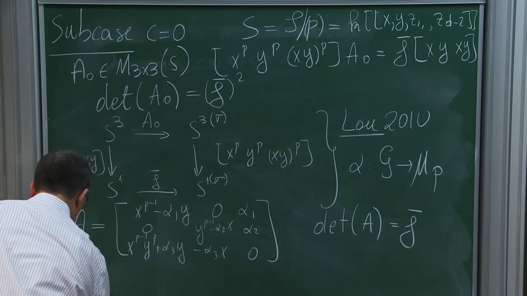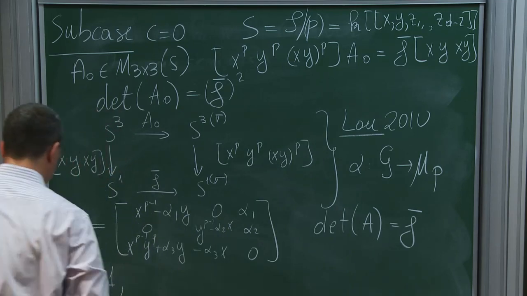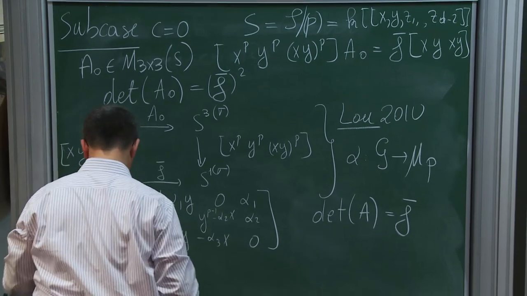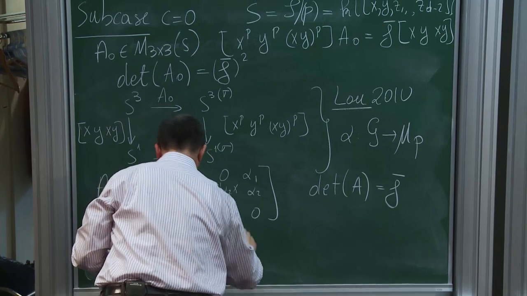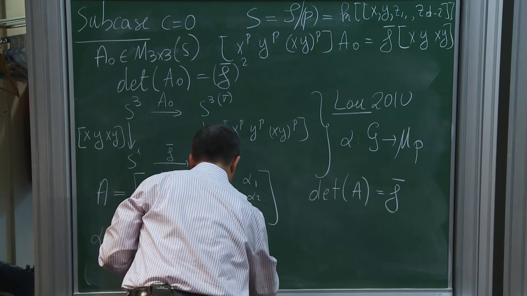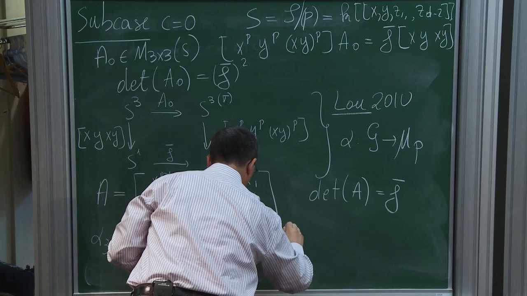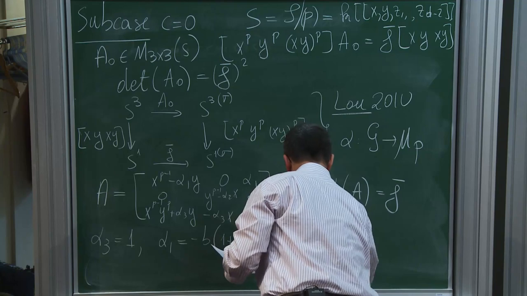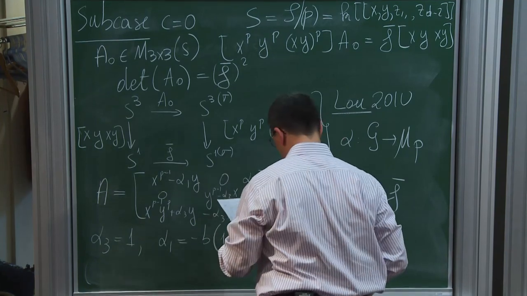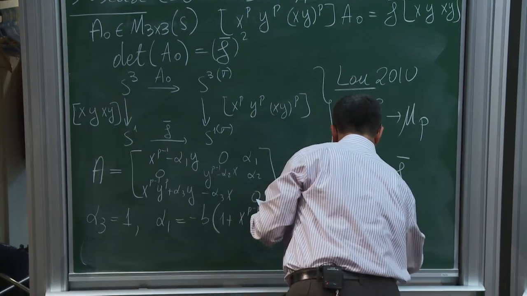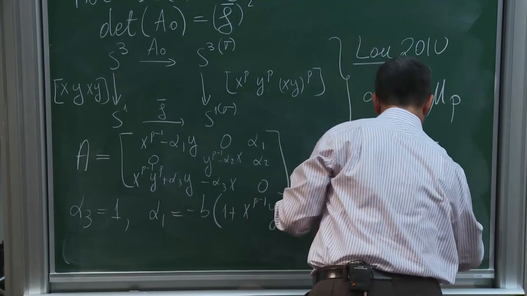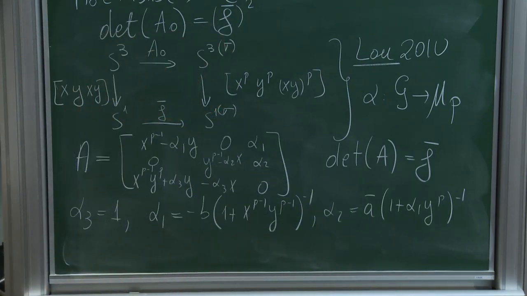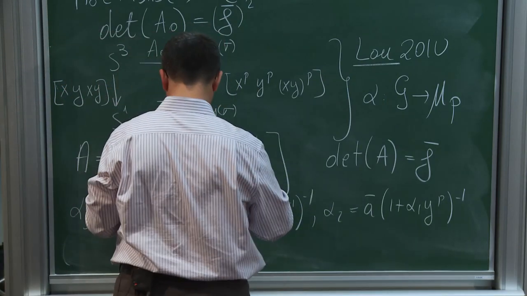And there are several ways to do that. One relatively nice way is to take alpha 3 equal to 1. Alpha 1 is going to be minus B times 1 plus x to the power p minus 1, y to the power p minus 1, everything to the power minus 1. And alpha 2 is going to be A bar times 1 plus alpha 1, y to the power p minus 1. We're in the local case. X and y are in the maximal ideal. So therefore, all these inverses are going to exist.